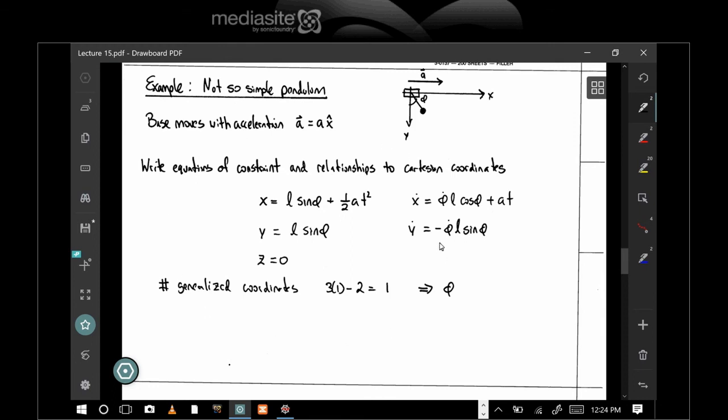Okay, so the best way to learn Lagrangian mechanics is this. We're going to do a lot of examples, both in the homework and in class, and you'll learn how to do it.